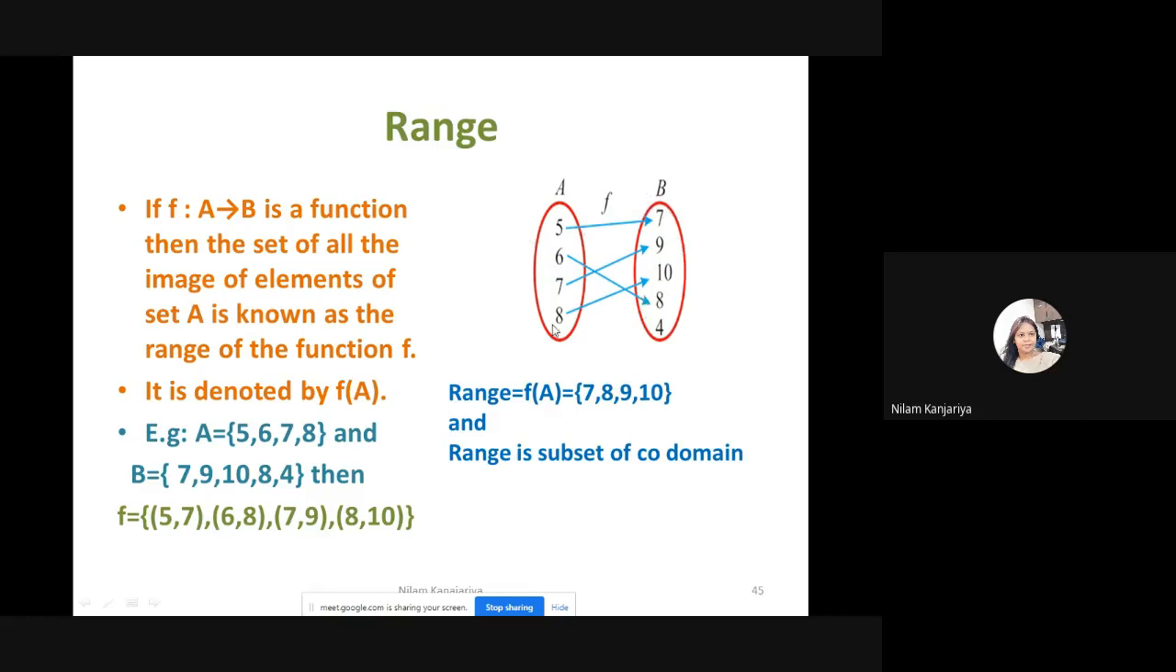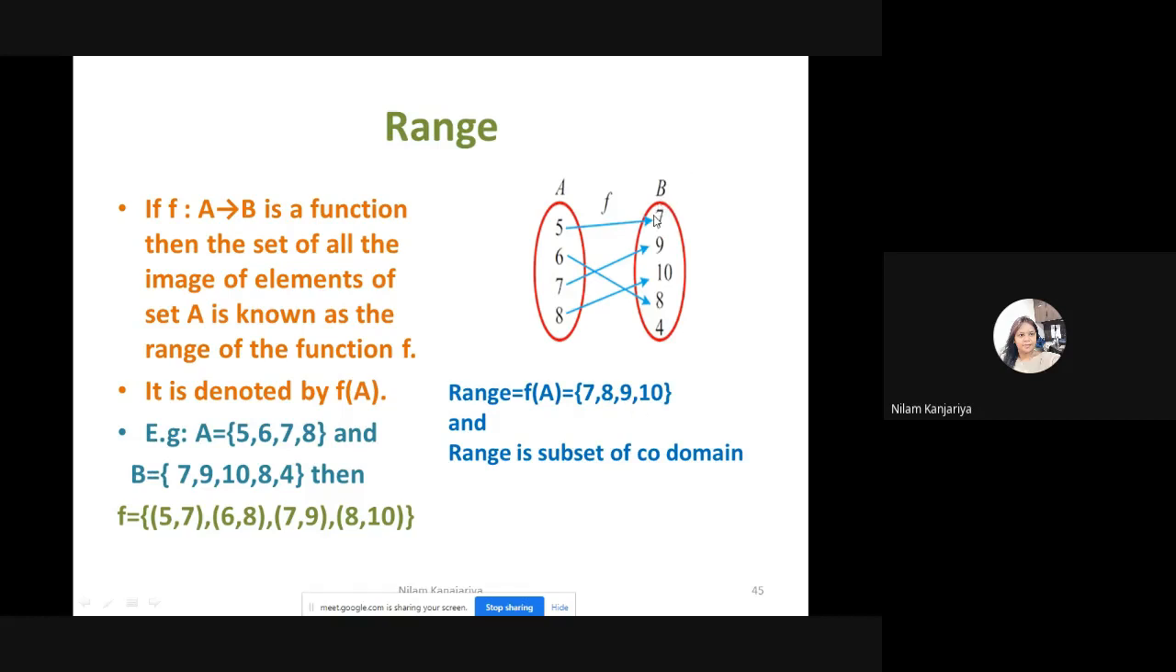The collection of set B which is related with A, such an element is known as a range. Which element? That element of set B which is related with A. That type of element is known as a range. For example, 5 and 7, 6 and 8, 7 and 9, 8 and 10. So the collection of set B is known as a range.